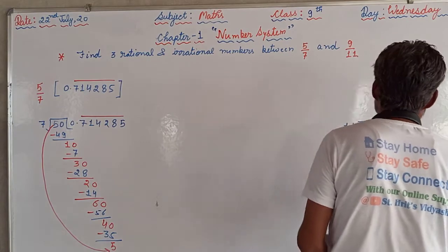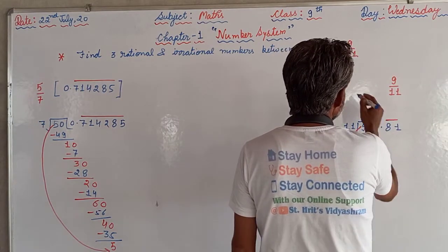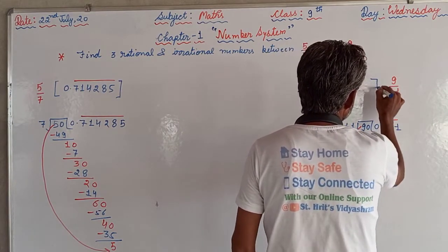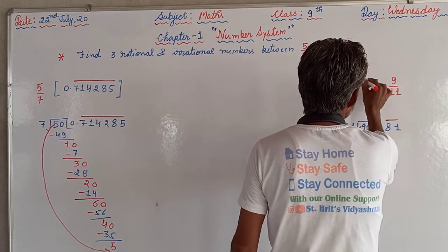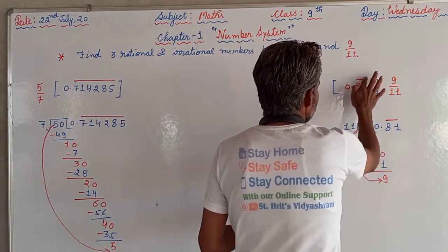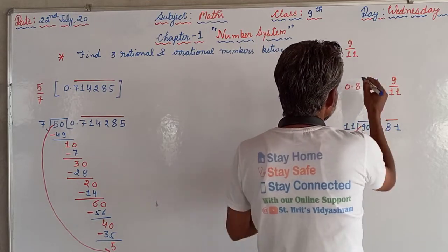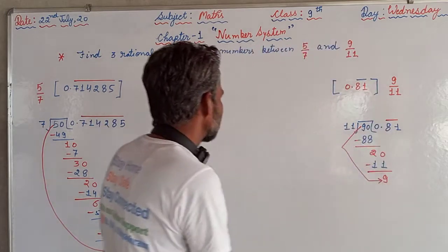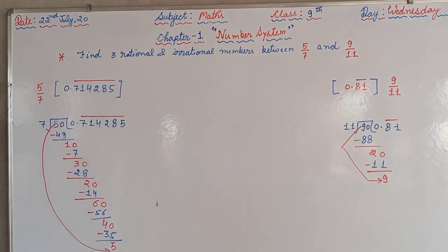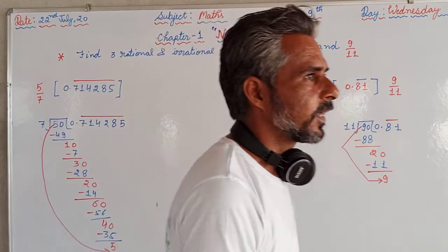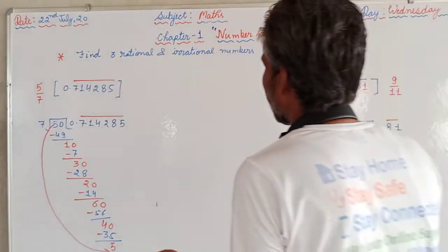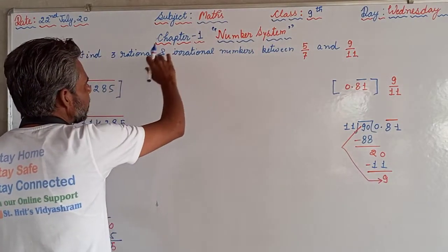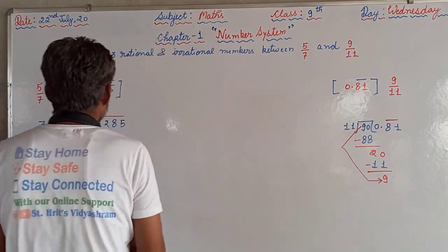So the decimal form of 9/11 will be 0.81 bar. Means here the 81 will keep repeating. So again this is the non-terminating but repeating decimal form. So we can say that 9/11 is also a rational number. So now our main motive is to find the three rational and three irrational numbers between them.